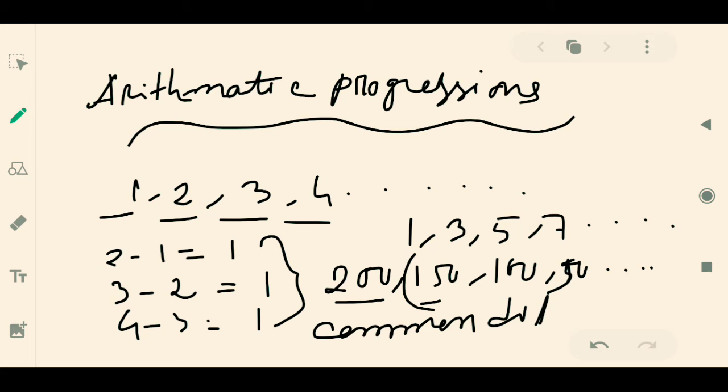Common difference. The difference that we get in the numbers by subtracting the first number from the second, the third from the fourth, and so on. These are called the common difference.